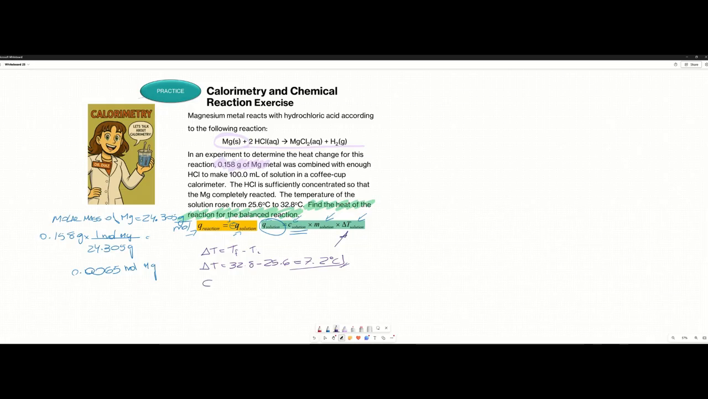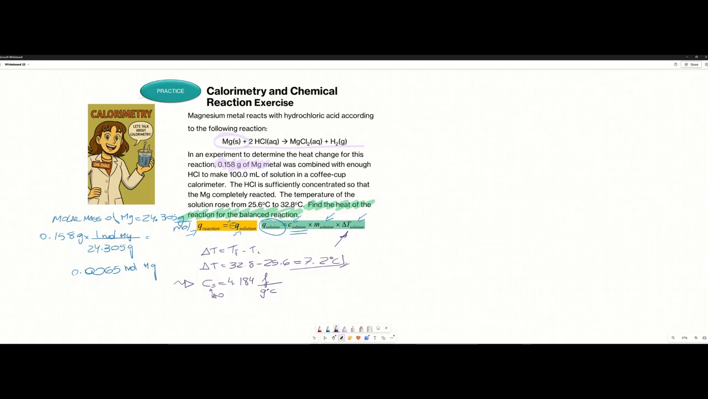So we know the delta T. We know the specific heat because it's a solution. We're going to use the specific heat for water, which is 4.184 joules per gram Celsius degree. And this is data from a table. You don't need to memorize because I'm going to provide this. And you have access to tables, right?